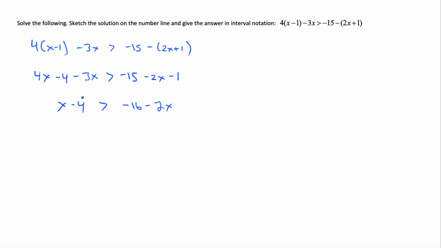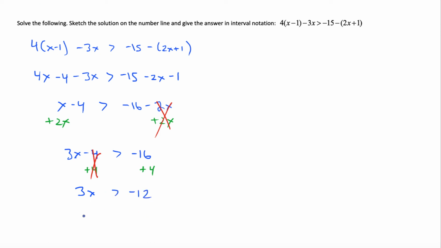So now we have to start moving terms around from one side to the other, using the properties of equality. Most students like the x to be on the left side, so I'm going to take this negative 2x and add 2x to both sides. By doing so, the x's cancel out on the right, and on the left I get 1x plus 2x, which is 3x, minus 4 is greater than negative 16. So I'm going to add 4 to both sides. I end up with 3x. The negative 4 plus 4 cancels out, so I get 3x is greater than negative 12.